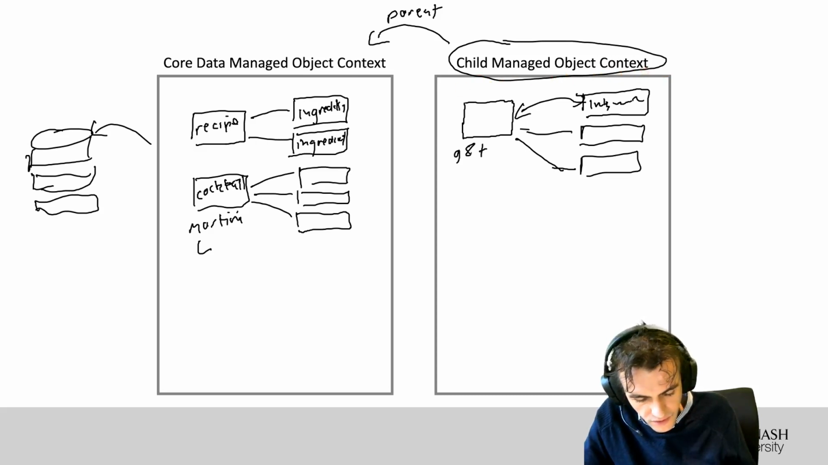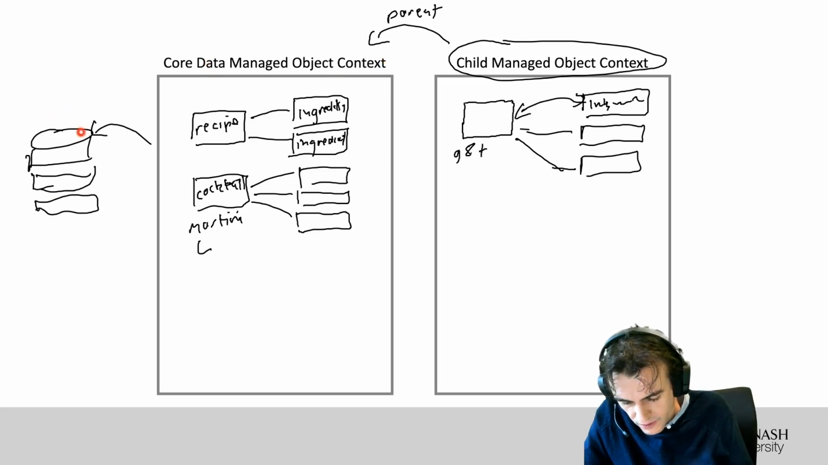If on the other hand, I tell this context to save, it takes any changes that have been made locally in here that aren't already in my parent context, and it shifts those changes so that they're part of the managed object context. So basically it would take these new things I've created and put them here. And then if I saved the parent context, those changes would end up in the database and persisted on disk.